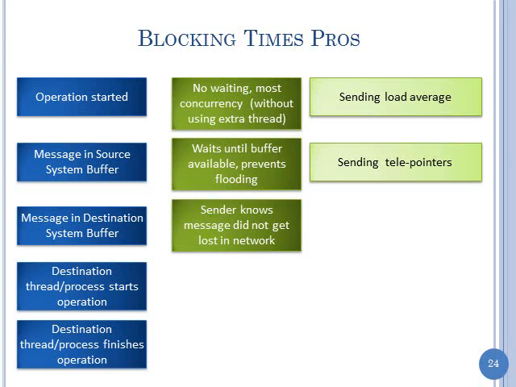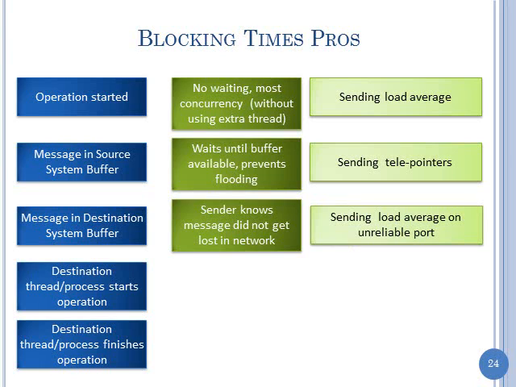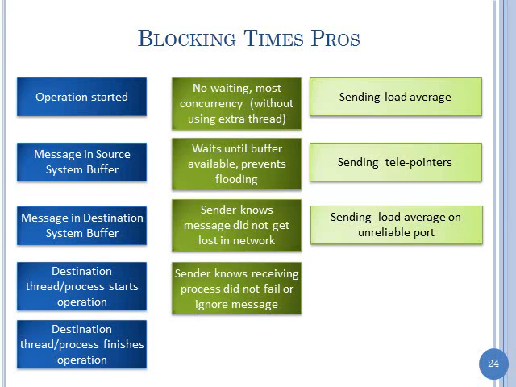Message in destination's buffer. Okay, so the sender knows the message did not get lost in the network. At least there's that guarantee. And not only did it not get lost, but there is some buffer available in the system. So you want a little bit more guarantee. I don't even know what application I have here, so I'm just saying sending load average on unreliable ports. If you could block like that, you're saying, we don't know whether the message will go through or not, but I want to block till then, otherwise I'll do something else.